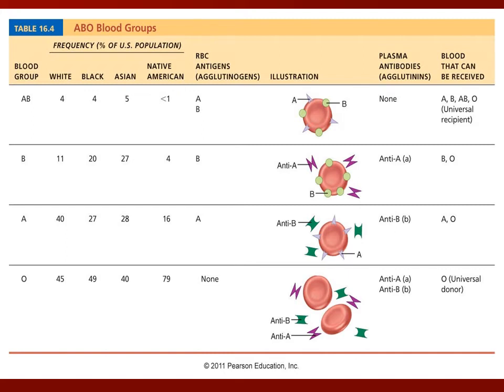A person who is type A has the A marker on the red blood cell and the anti-B antibody. They can receive type A and type O. A person who is type O does not have any marker on the red blood cell, but they do have both anti-A and anti-B antibodies. Therefore, they can only receive type O blood. Because when you receive blood, you are getting the red blood cells, and the red blood cell of someone who is type O does not have any antigen or marker on its surface, anyone can receive type O blood. So if you're type O, you are known as a universal donor.